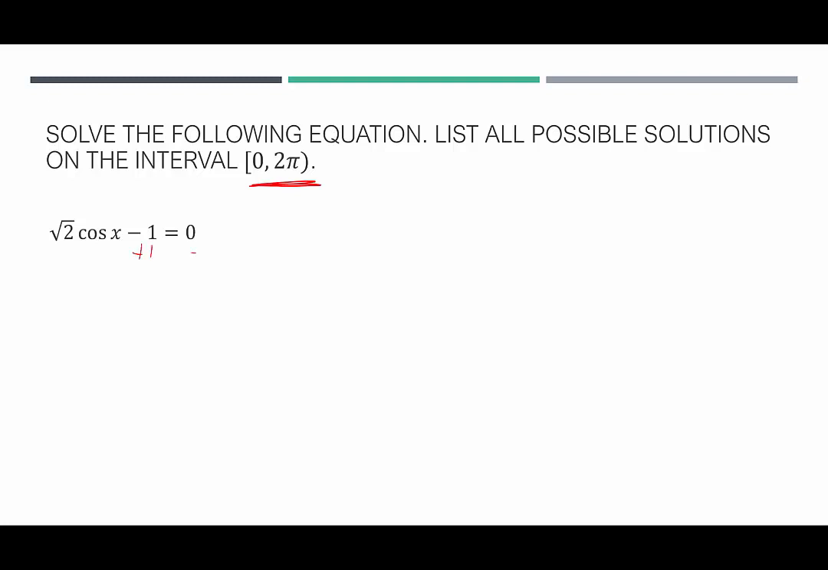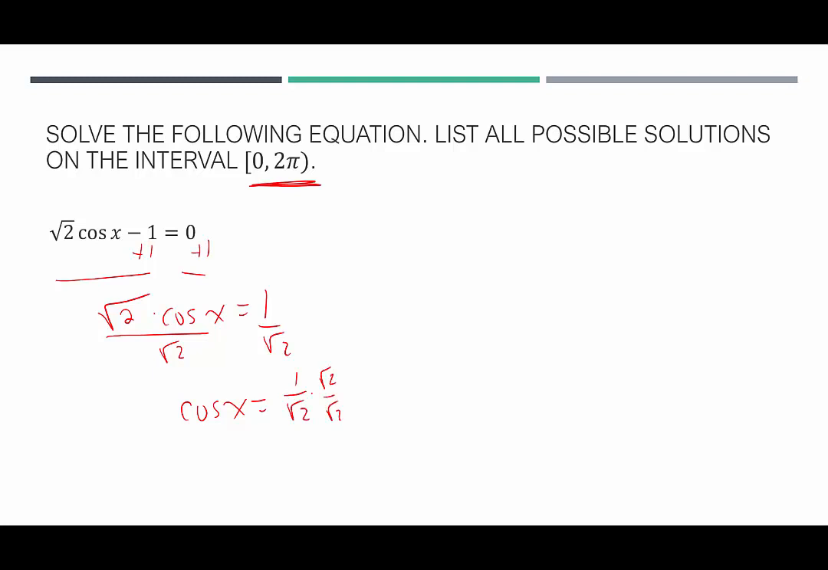So I'm going to add 1 to both sides. We get the square root of 2 times cosine of x is equal to 1. Divide both sides by the square root of 2. And now we get cosine of x is equal to 1 over the square root of 2. Let's rationalize that denominator. There we go. And we have root 2 over 2. Okay, so where is cosine equal to root 2 over 2? And this is positive root 2 over 2. So one possibility is that x is equal to pi over 4, right? Because cosine of pi over 4 is root 2 over 2.